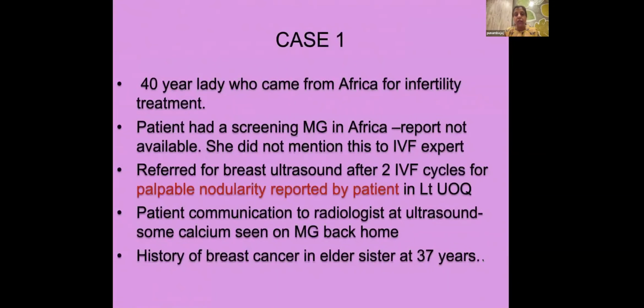Okay. So case 1, look at the history. Let's listen to this. No, wait. I want to do this. Don't put this right now, please. Yeah. So this is a 40-year-old lady who came from Africa for infertility treatment. She had a screening mammogram in Africa, but she did not have any report. And she did not mention this to the IVF expert. She came for a short while and she wanted to just get pregnant.